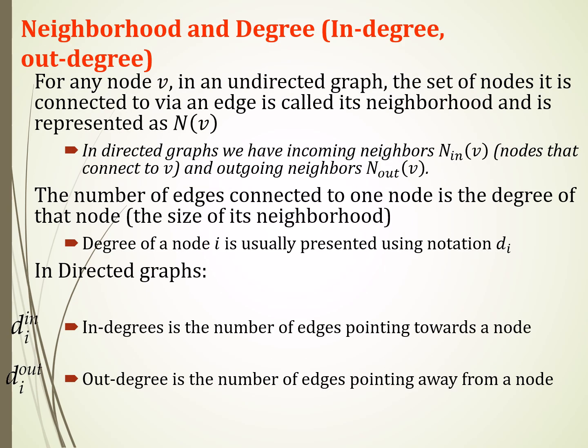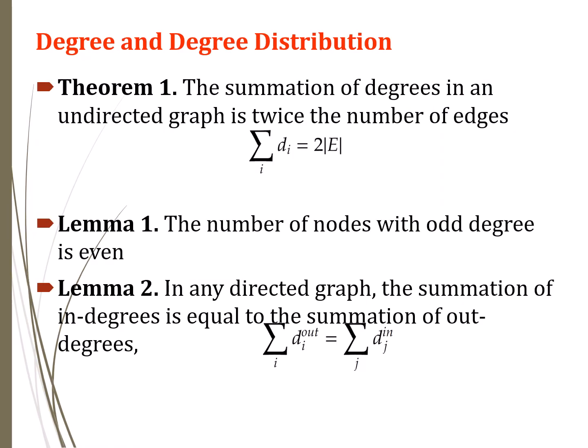The next one is neighborhood and degree. The neighborhood of a node means all nodes directly connected to it. Suppose a student has 5 friends, then the neighborhood equals those 5 friends. So the degree equals 5. Degree tells us how well connected a node is.